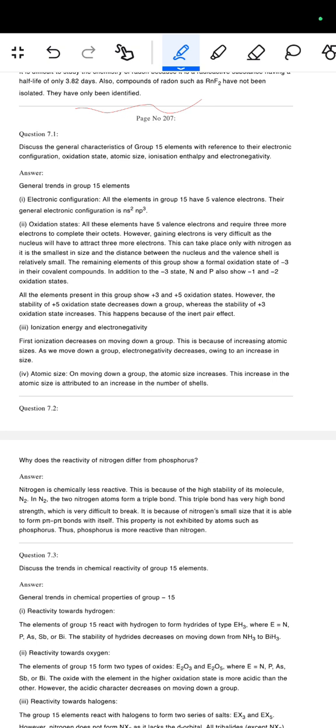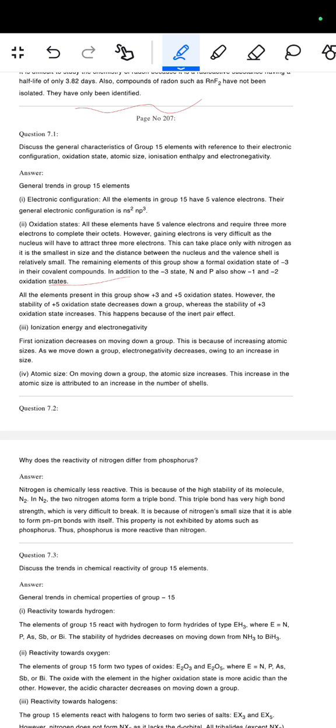However, gaining electrons is very difficult as the nucleus will have to attract the 3 more electrons. This can take place only in nitrogen, because of its smaller size and the distance between the nucleus and the valence shell is relatively small. The remaining elements of this group show a formal oxidation state of -3 in their covalent compounds. In addition to -3, N and P also show -1 and -2 oxidation states. All the elements present in the group show +3 and +5 oxidation states.